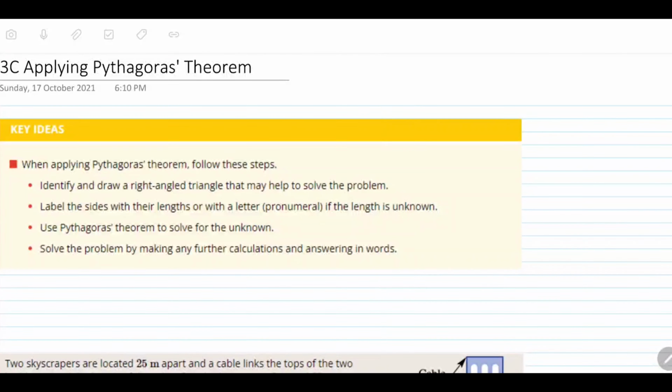The first one is to identify and draw a right-angled triangle that may help you solve the problem. The second step is to label the sides with their lengths, or with a letter if the length is unknown. The third step is to use Pythagoras' theorem to solve for the unknown, and the fourth one is to solve the problem by making any further calculations and answering in words.